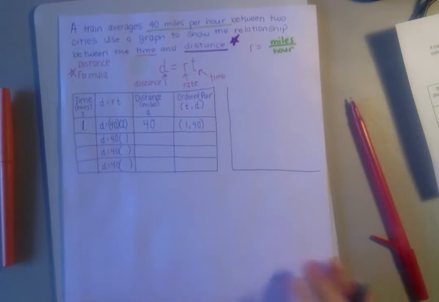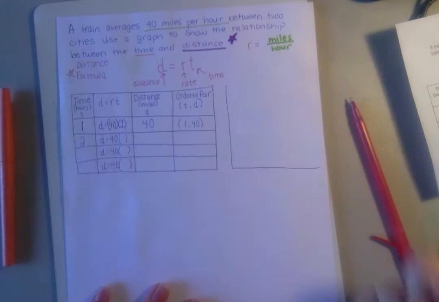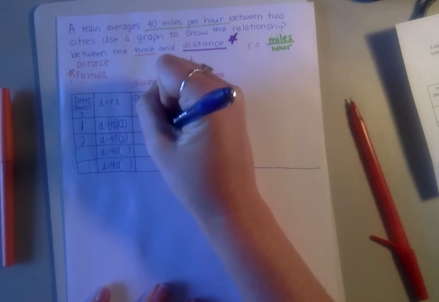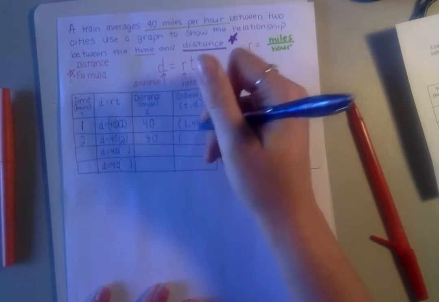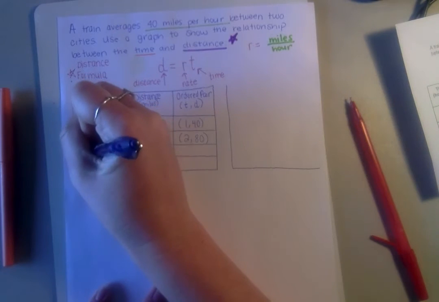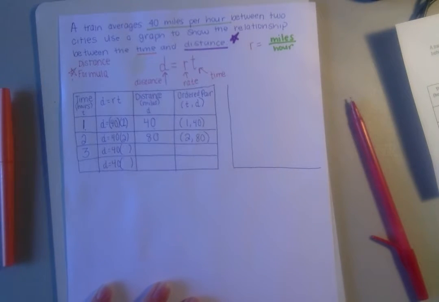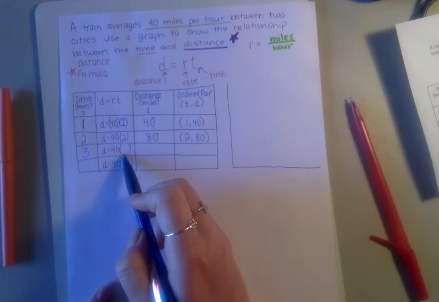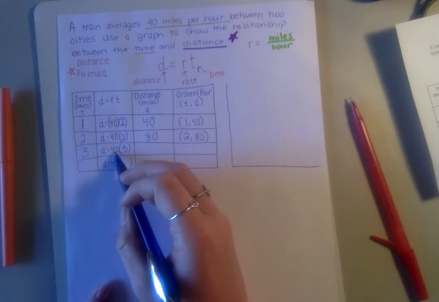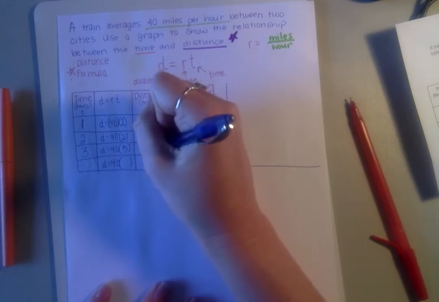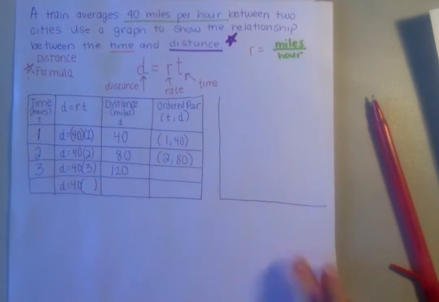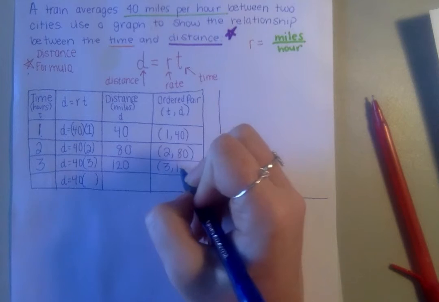So let's go ahead, I'm just going to keep it simple. Let's plug in 2 hours. What if I go 2 hours? Then my distance will equal 40 miles times 2 hours, which will equal 80. So now I went 80 miles, and my ordered pair, my solution, would be for every 2 hours, I go 80 miles: 2, 80. Let's say I'm in the train for 3 hours. Well, that's 40 miles an hour times 3. I know 4 times 3 is 12, add my 0, I get 120. So my ordered pair would be 3, 120.